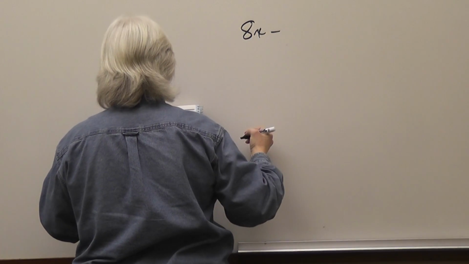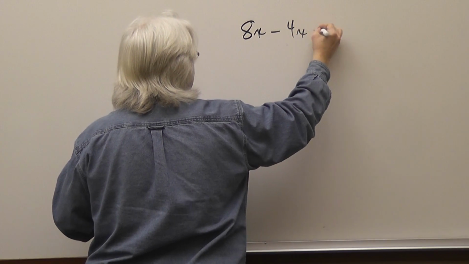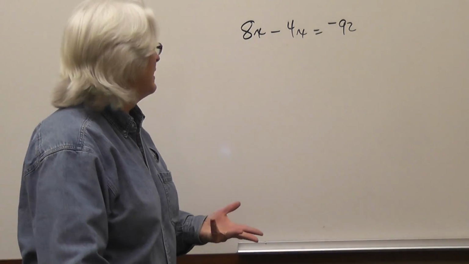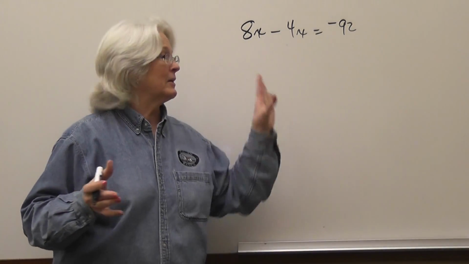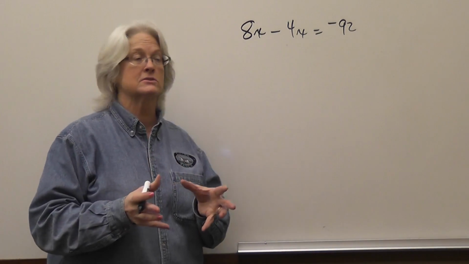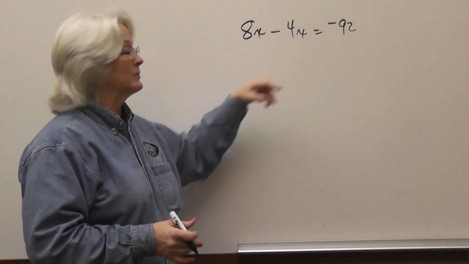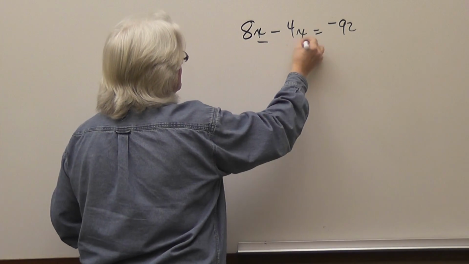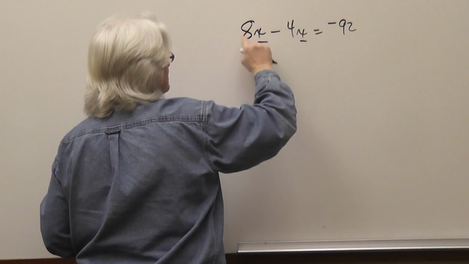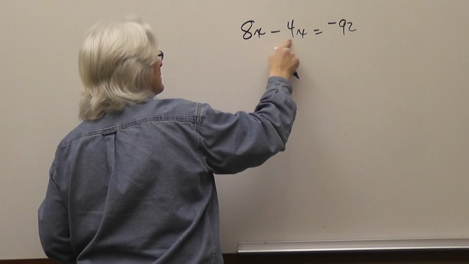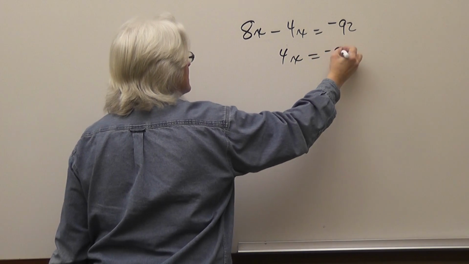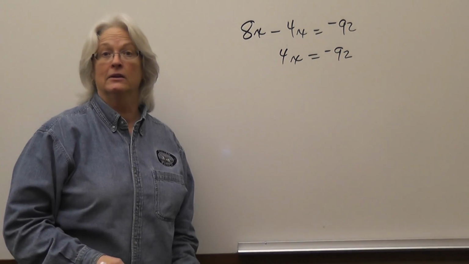8x minus 4x is equal to negative 92. And we want to find out what value of x. But we don't care about 8x minus 4x. We want to find 1x. So we have to combine these x's together. This time we're subtracting. The bases are the same. The terms are the same. They're like terms. The exponents are also the same. We're simply going to subtract the coefficients. 8 minus 4 is 4x is equal to a negative 92.